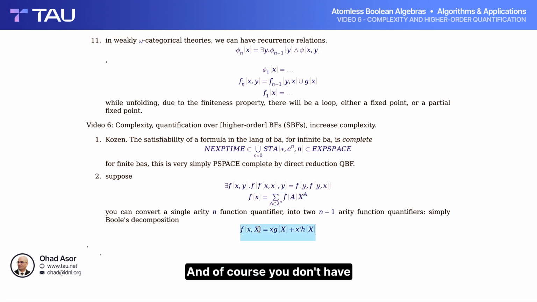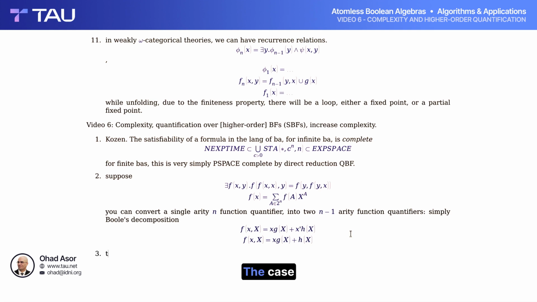And of course, you don't have to follow only Boole's decomposition. You can have an algebraic normal form, which is like this. There is also a generalization of algebraic normal form that gives you the decomposition not into two functions, but into n functions of decreasing arity: n minus 1, then n minus 2, and so on until 0.